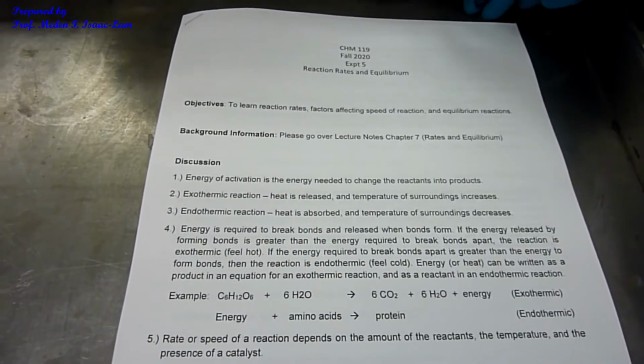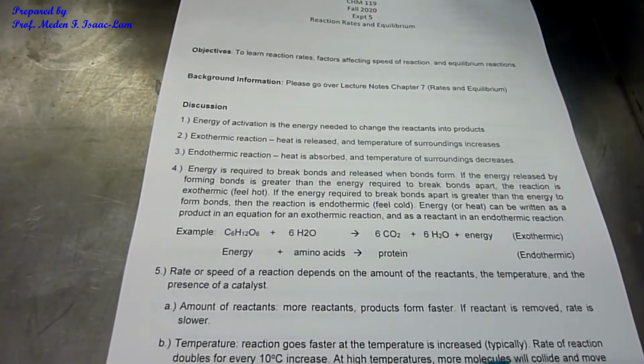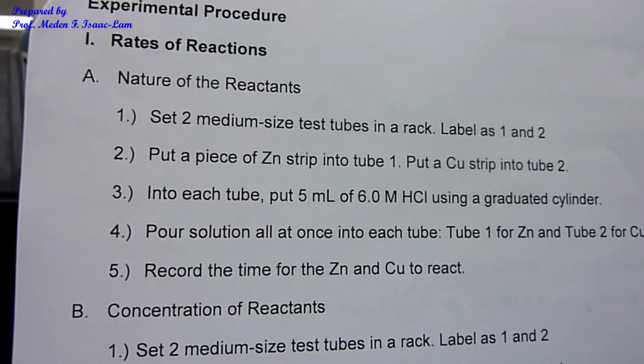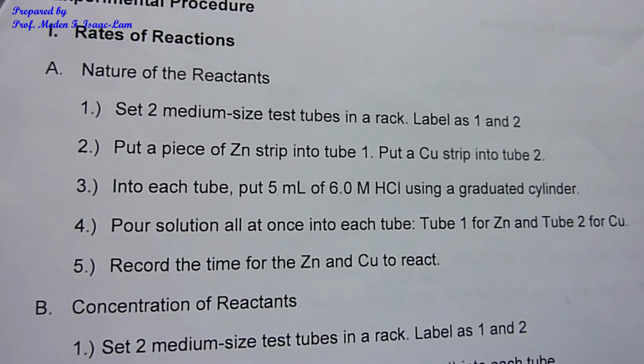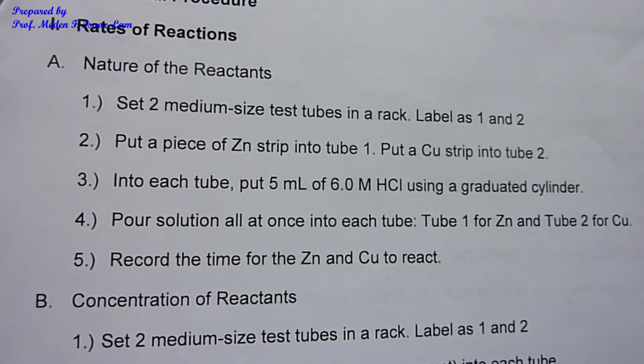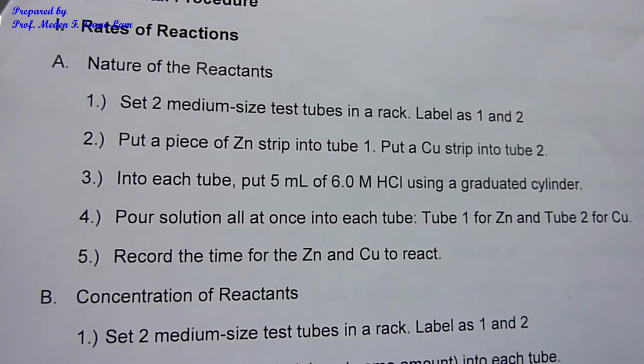Experiment 5 is about reaction rates and equilibrium. Part 1, rates of reactions, and Part A, nature of the reactants. So we are going to test the reactivity of zinc and copper in 6 molar hydrochloric acid.